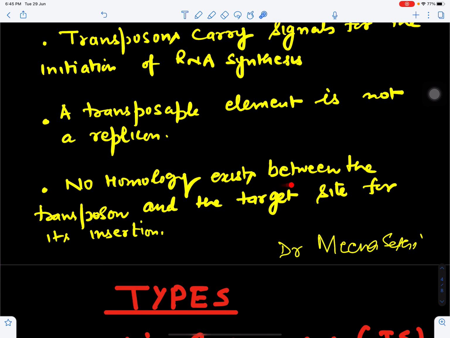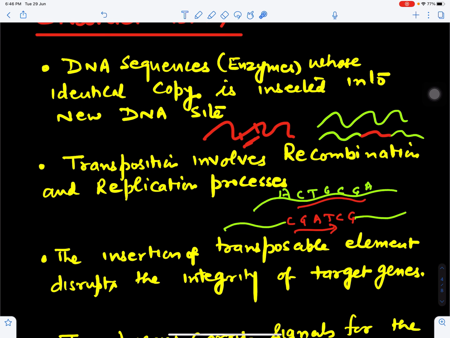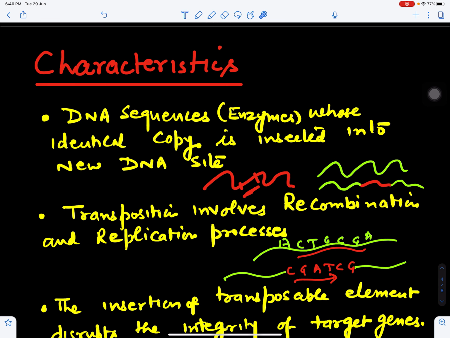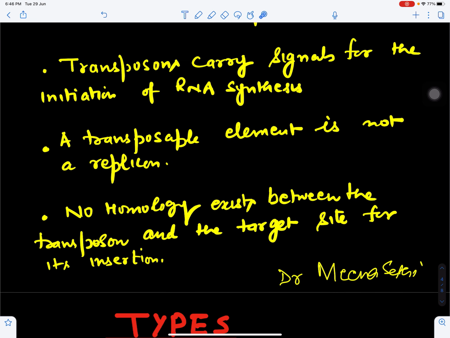No homology exists between the transposon and the target site for its insertion. Like we have seen, they are not homologous to each other. It is a random phenomenon. Any of the DNA can get integrated into any of the genome. So this is not a planned phenomenon, it is a random phenomenon. So these are different characteristics of transposons.